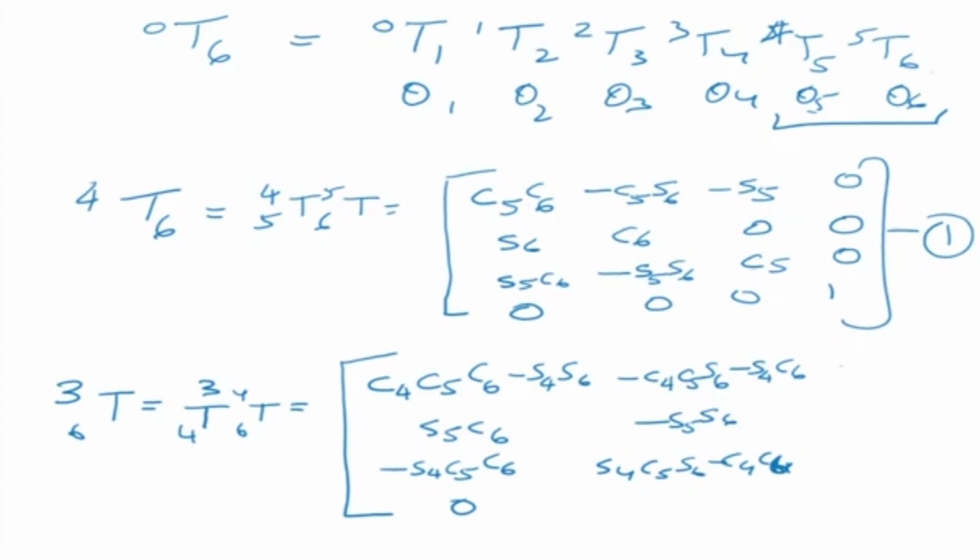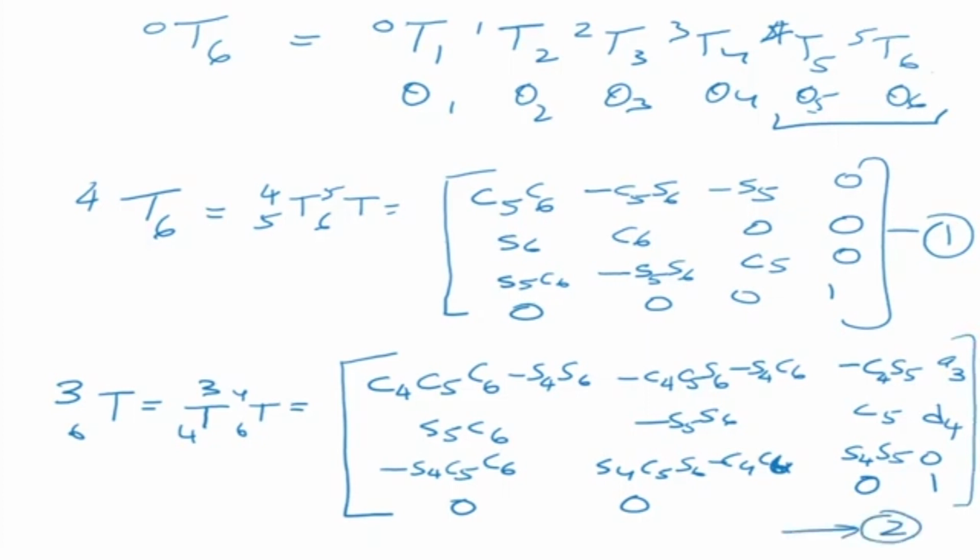The third column is C4 S5, C5 and S4 S5. This is A3. This is D4. This is 0. This is 0. 0 1. Okay, let's call this equation number 2. So what we did is we first multiplied this, then we multiplied with this. You'll understand why. So this is one set. T3 to 6 is one set that we have multiplied.